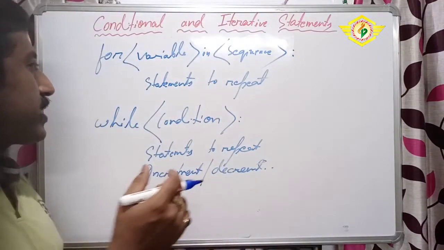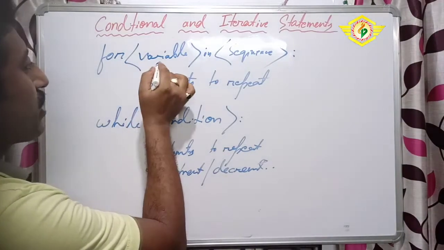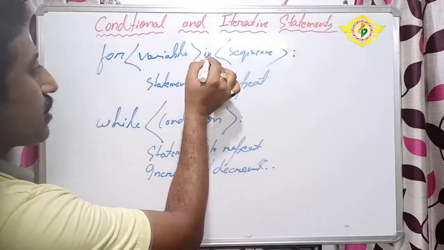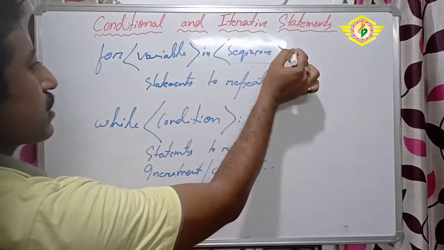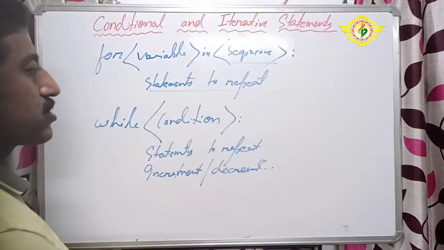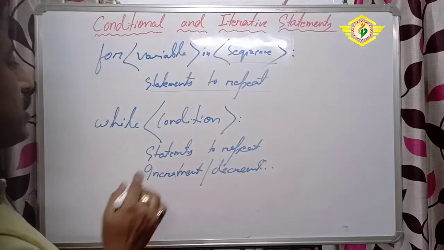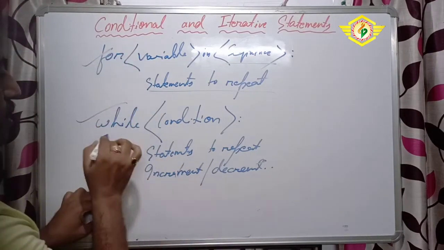Just see. First, in case of the for loop, we first write a variable which we initialize, and after that write in and a sequence. I'll give you examples. Then give a colon, and one statement or two, three, four, or multiple statements can be written. In a similar way, another loop according to your syllabus is called the while loop.